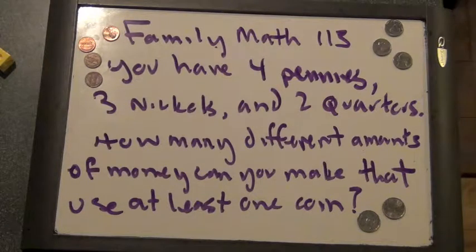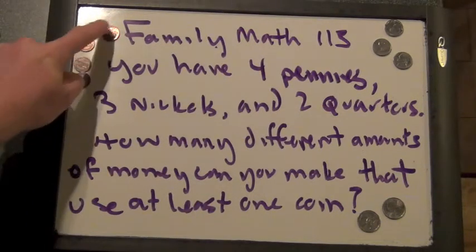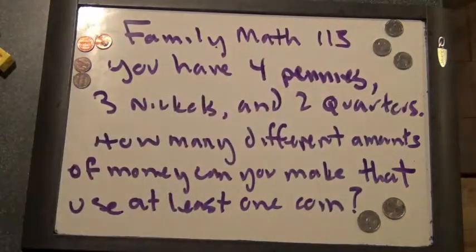So the question was this: you have 4 pennies right here, 3 nickels right over here, and 2 quarters right down here. How many different amounts of money can you make that use at least 1 coin? Makes sense? Alright, so we're going to do 2 different problems first, and then come back to this problem.